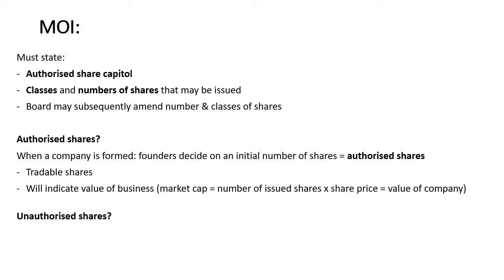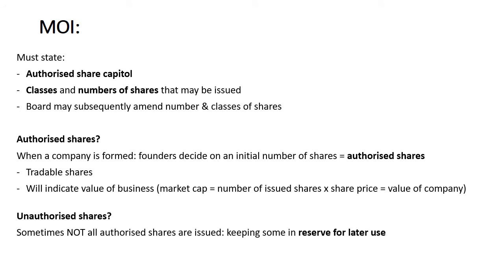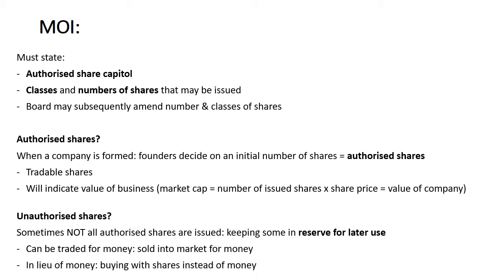Sometimes there are also unauthorized shares, and this is when the founders decide not to issue all the shares. So to keep some of the shares back, to reserve them for later use. And these kind of shares can be traded for money. So in other words, sold into the market for money, or they can be traded instead of money. So they can use shares to buy things instead of money. So shares instead of money.